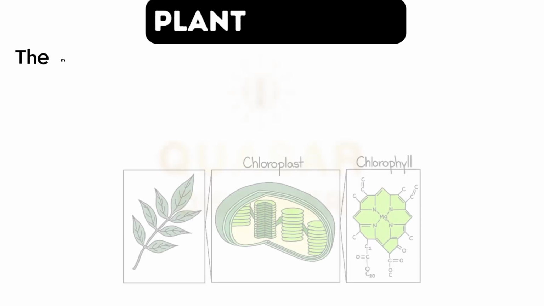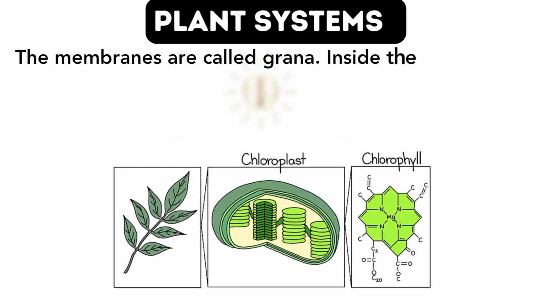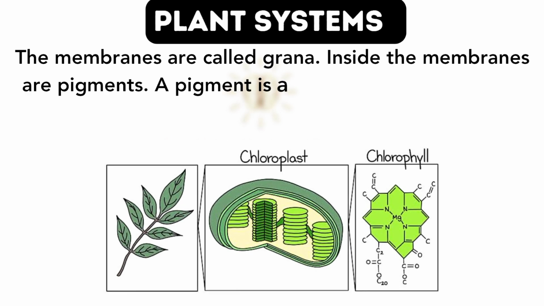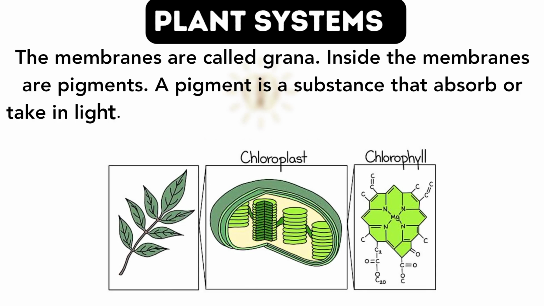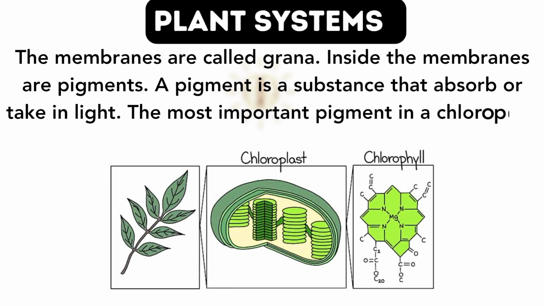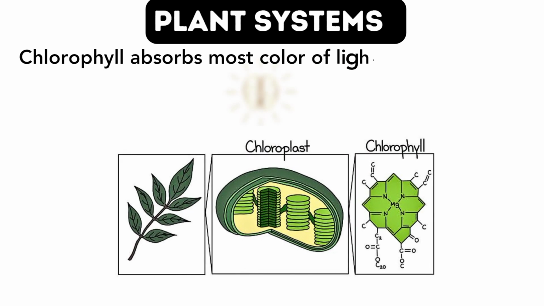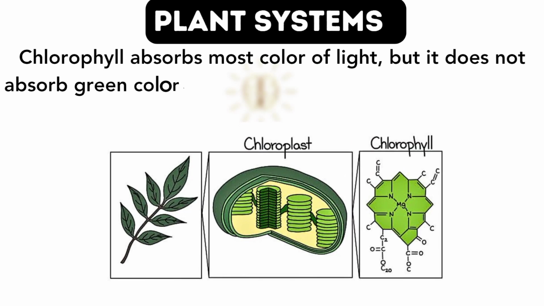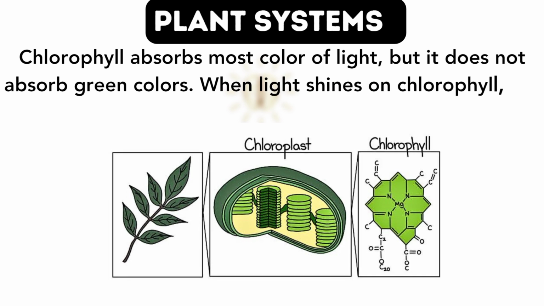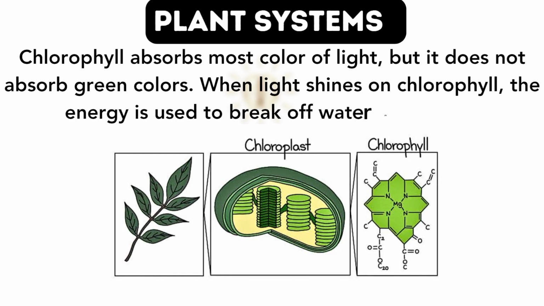Inside the membranes are pigments. A pigment is a substance that absorbs or takes in light. The most important pigment in a chloroplast is chlorophyll. Chlorophyll absorbs most colors of light, but it does not absorb green colors. When light shines on chlorophyll, the energy is used to break up water molecules.